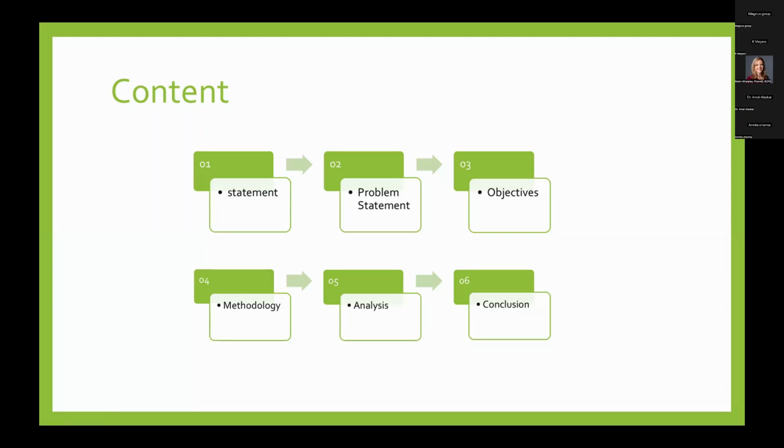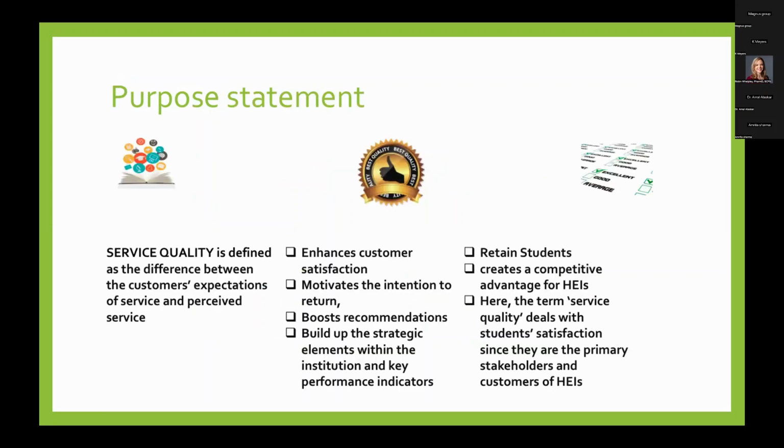At first, service quality is defined as the difference between the customer's expectation of service and perceived service. We know it's a global trend everywhere in universities and other disciplines. It is known that the quality of service enhances customer satisfaction, motivates the intention to return, boosts recommendations, builds up the strategy within the institution and key performance indicators, retains students, and creates a competitive advantage in health education institutions at all.